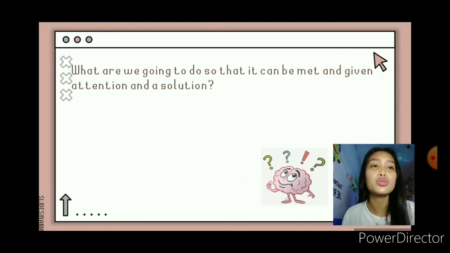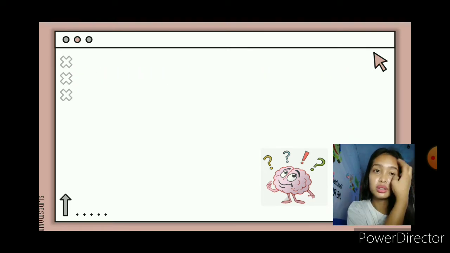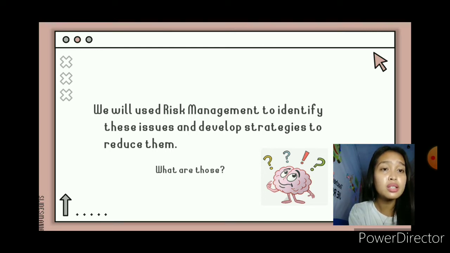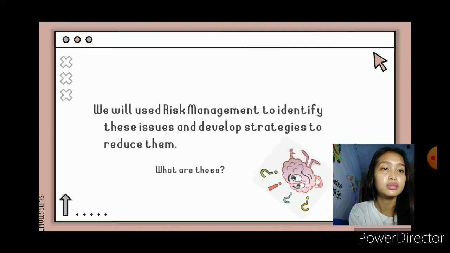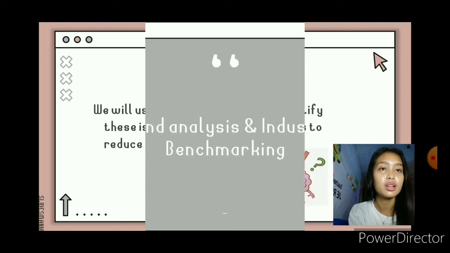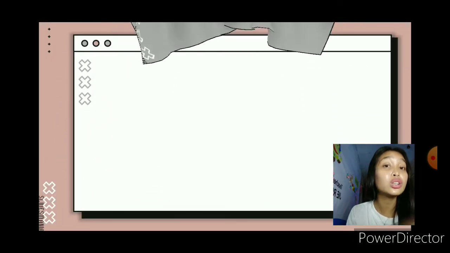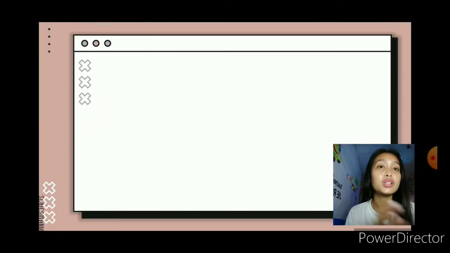So what are we going to do so that it can be met and given attention and a solution? So we will use risk management to identify these issues and develop strategies to reduce them. So what are these strategies? These are the trend analysis and industry benchmarking. In terms of financial performance, we will use trend analysis and benchmarking.